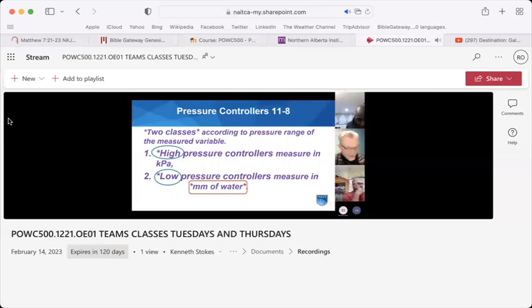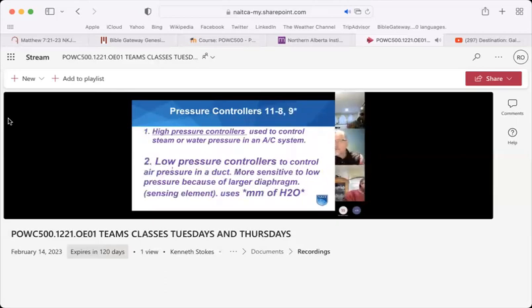Okay. Pressure controllers. So another type of controller in the heating system. We'll move the dampers in our ducts. Pressure controllers, 11-8. Two classes: high pressure controllers and low pressure controllers. If we have pressures in the kPa range, we're going to call that a high pressure controller. And if we're down in millimeters of water, we're going to call them low pressure controllers.